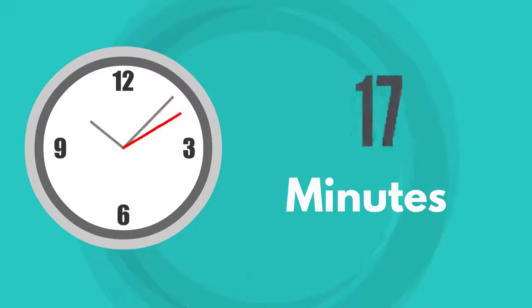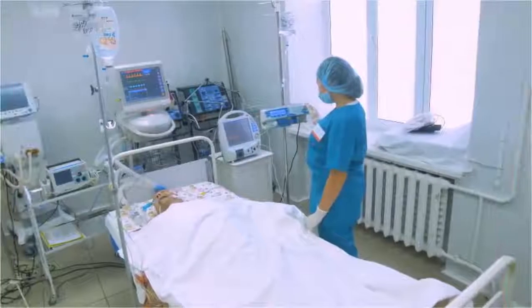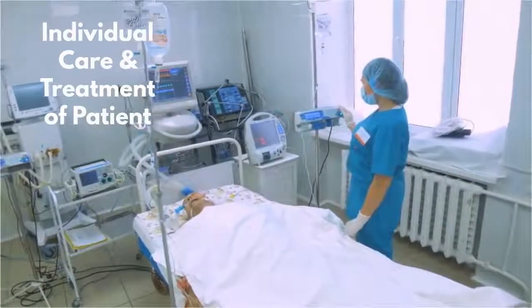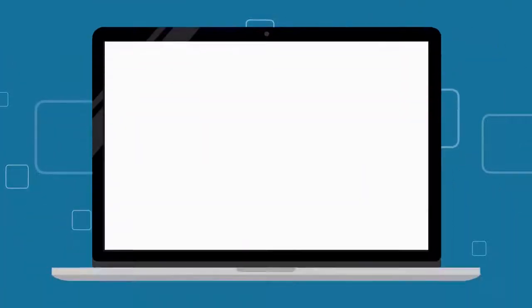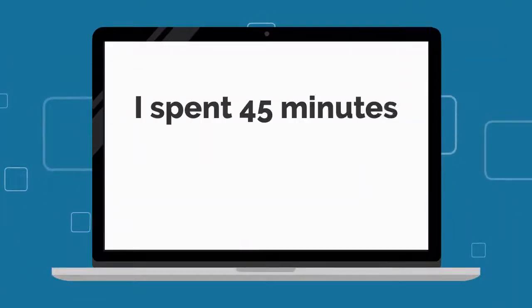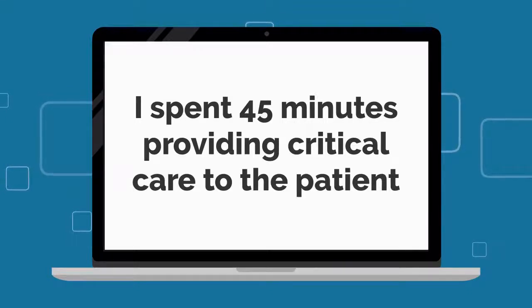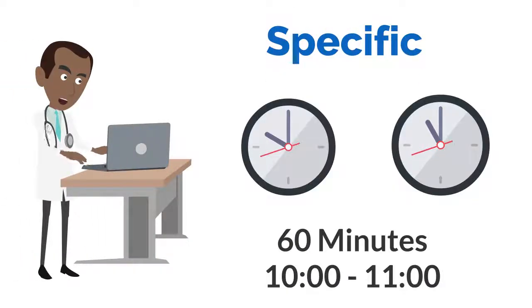When documenting time, you need to state the number of actual minutes you spent providing critical care. This time needs to be devoted to an individual patient, and should support your individual care and treatment of the patient. Standard time statements such as "I spent 45 minutes providing critical care to the patient" are not acceptable if used for every patient that you treat. In addition, the time needs to be specific. "I spent 60 minutes from 10:00 to 11:00."